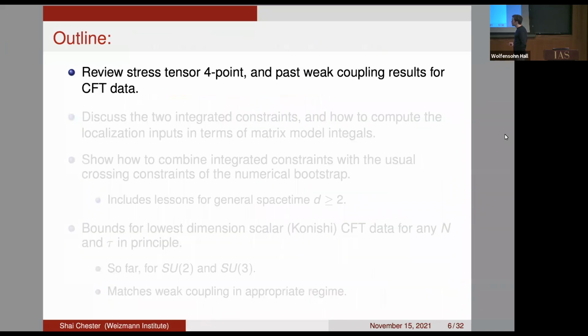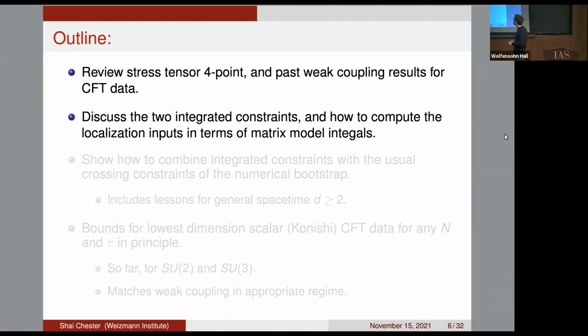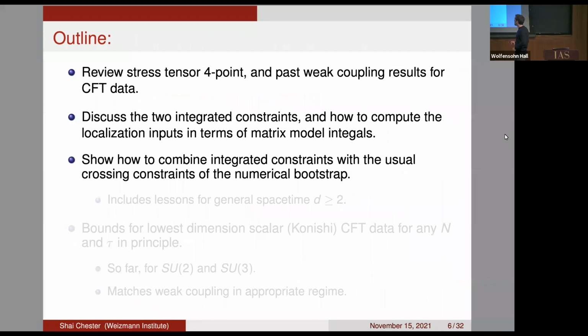Okay, so let me give an outline of what today's talk will cover. First, we're going to review the stress tensor 4-point function and previous weak coupling results for the CFT data that appears there. Then we're going to review these two integrated constraints I just discussed and show how to compute the localization input in terms of a certain matrix model integral. Then we're going to show how to combine these integrated constraints with the usual crossing equations that one studies with the numerical bootstrap. I will note that this will include lessons that work for general spacetime dimension d greater than or equal to 2, so not just d equals 4, as this talk focuses on.